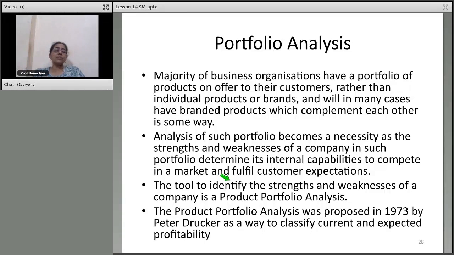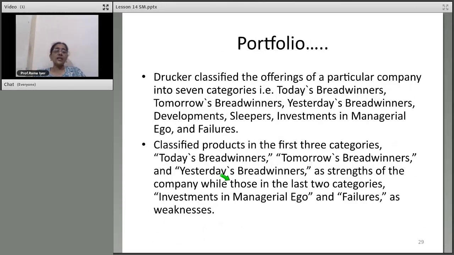The tool to identify strengths and weaknesses of a company is product portfolio analysis. This was first started by Peter Drucker in 1973 as a way to classify current and expected profitability. Today's profitability and tomorrow what is expected. Now, Drucker classified the offerings of a particular company into 7 categories. Read that. It's very interesting.